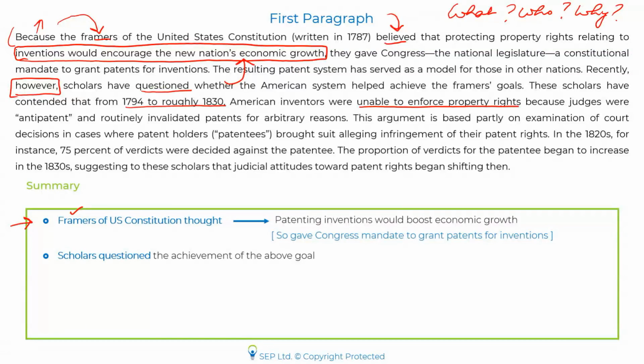Why? Judges were anti-patent, and routinely invalidated patents for arbitrary, random reasons. So these scholars believe that the patent system failed in achieving the growth because judges were against patents, they were anti-patent, and they actually ruled out patents for random reasons. Their reasoning also was not proper.